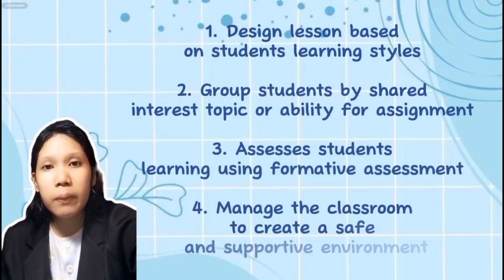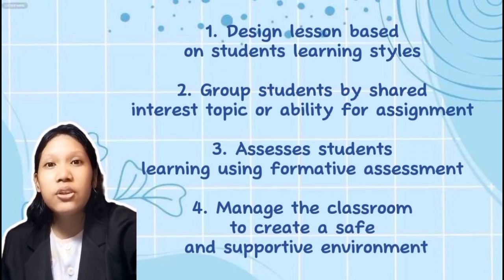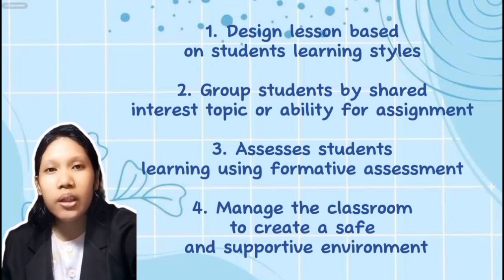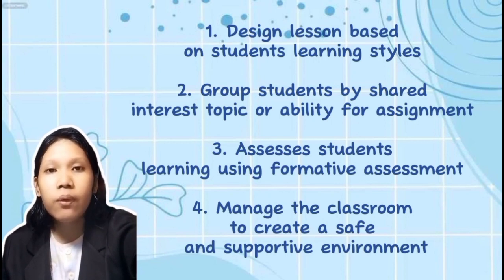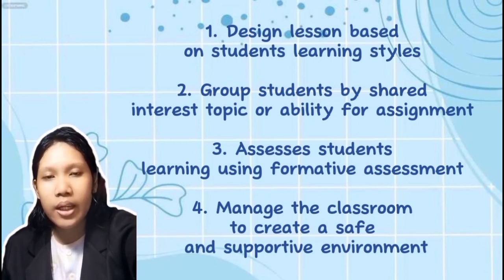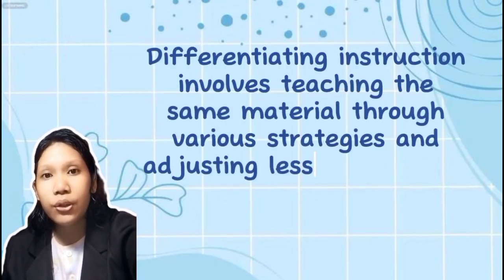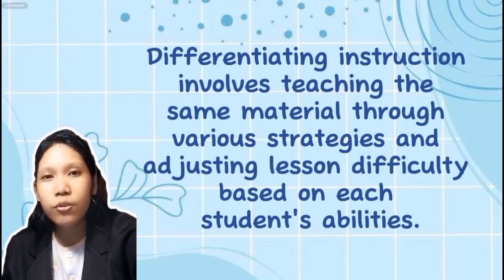They are: number 1, design lessons based on students' learning styles. Number 2, group students by shared interest, topic, or ability for assignments. Number 3, assess students' learning using formative assessment. Number 4, manage the classroom to create a safe and supportive environment. Differentiating instruction involves teaching the same material through various strategies, adjusting lesson difficulty based on each student's abilities.